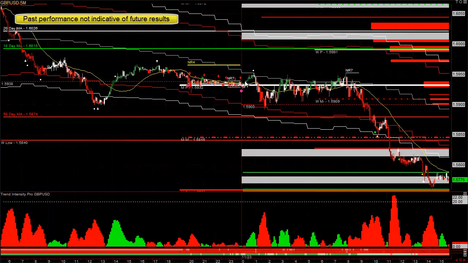Here's the pound dollar, and again you can see the daily trends down, the weekly trends down, the monthly trends slightly up. The price is underneath the hourly. We had a narrow range pattern right here. Last night you might have shorted right here and you would have had a loss. It comes up to the hourly, can't get above it.